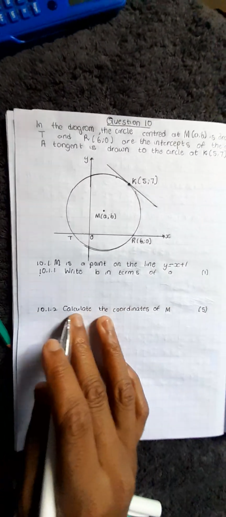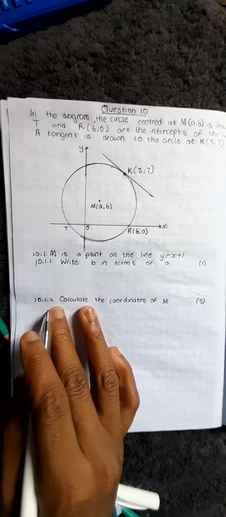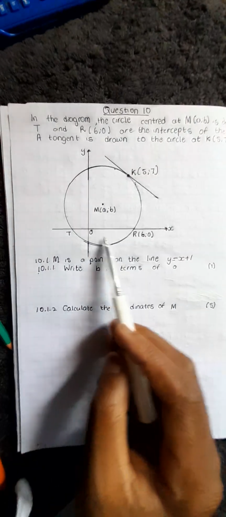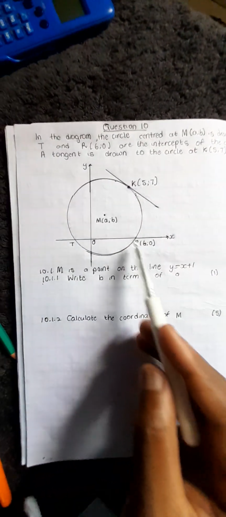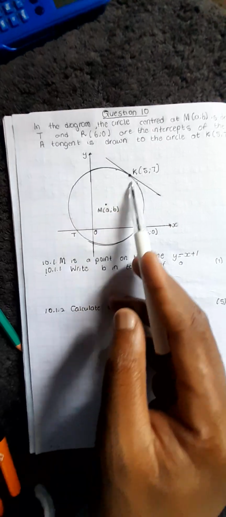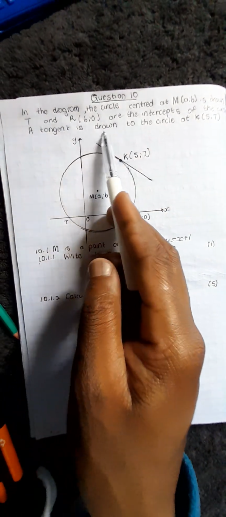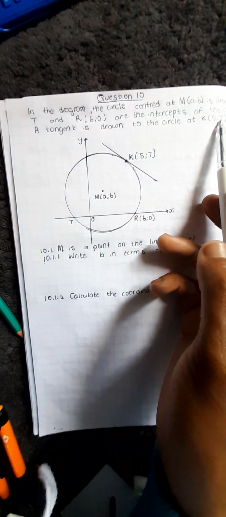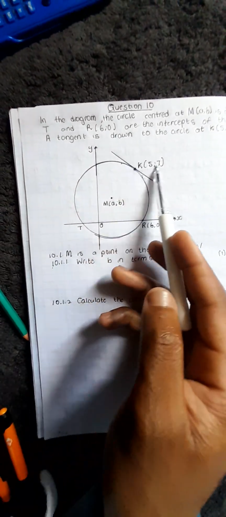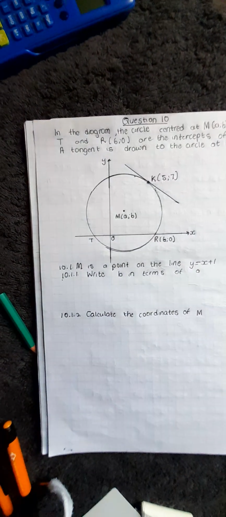Today I have this question for you for grade 12, analytical geometry. It says in the diagram, the circle with center M is drawn, as you can see. T and R(6; 0) are the intercepts of the circle. Here are T and R. The tangent is drawn to the circle at K(5; 7). This is a tangent here, and this is the point it passes through.